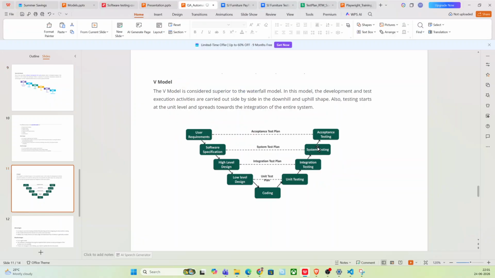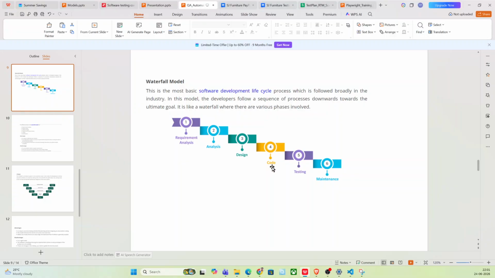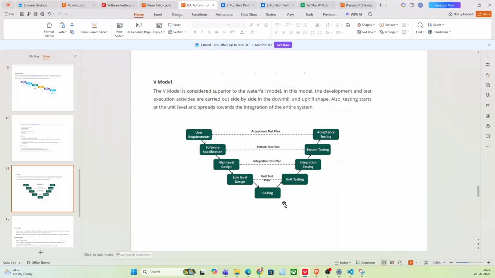But here they don't wait until the coding is completed. In the waterfall model they wait until coding is completed. Here they don't wait until the coding is completed to write the test strategy, test plan documentation and all of that. They will start in parallel.